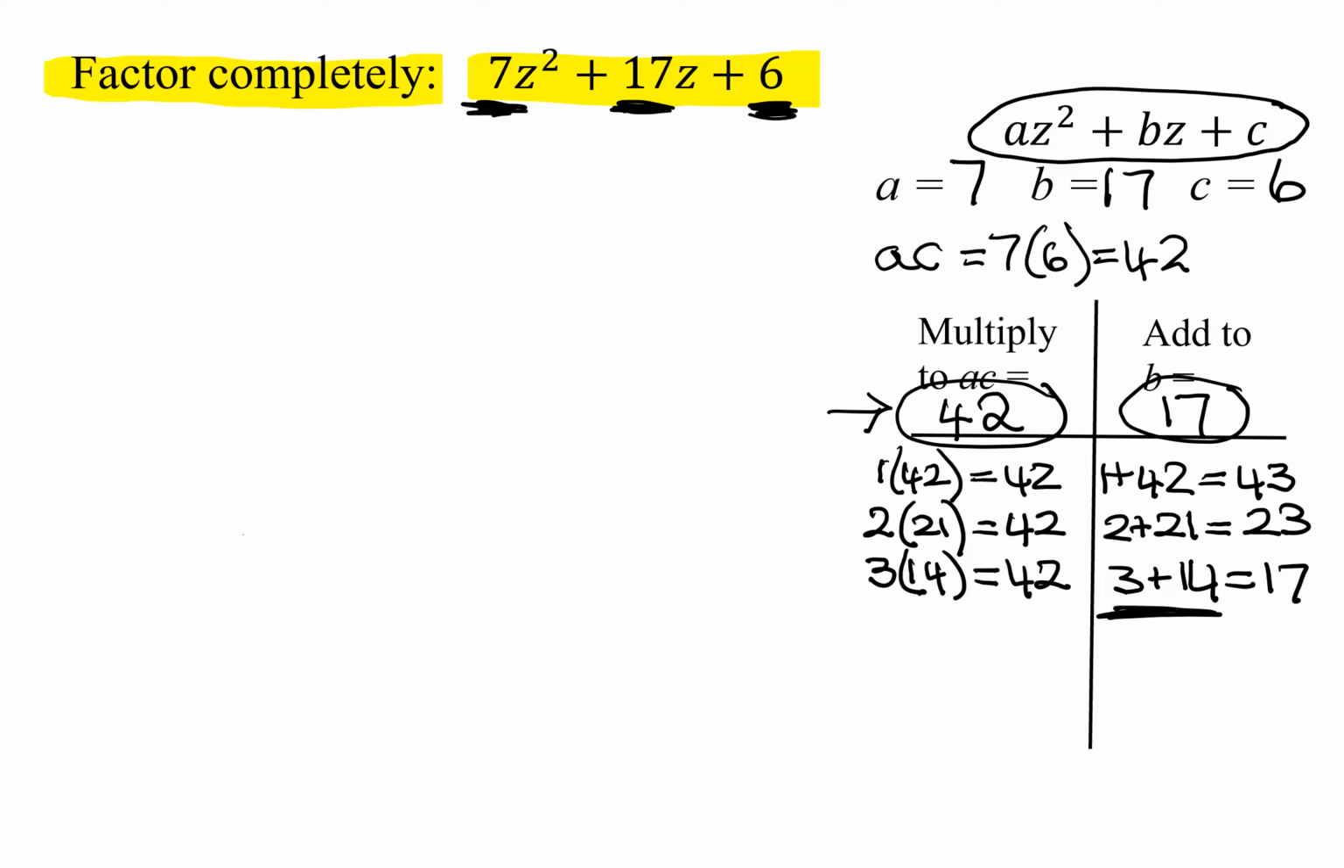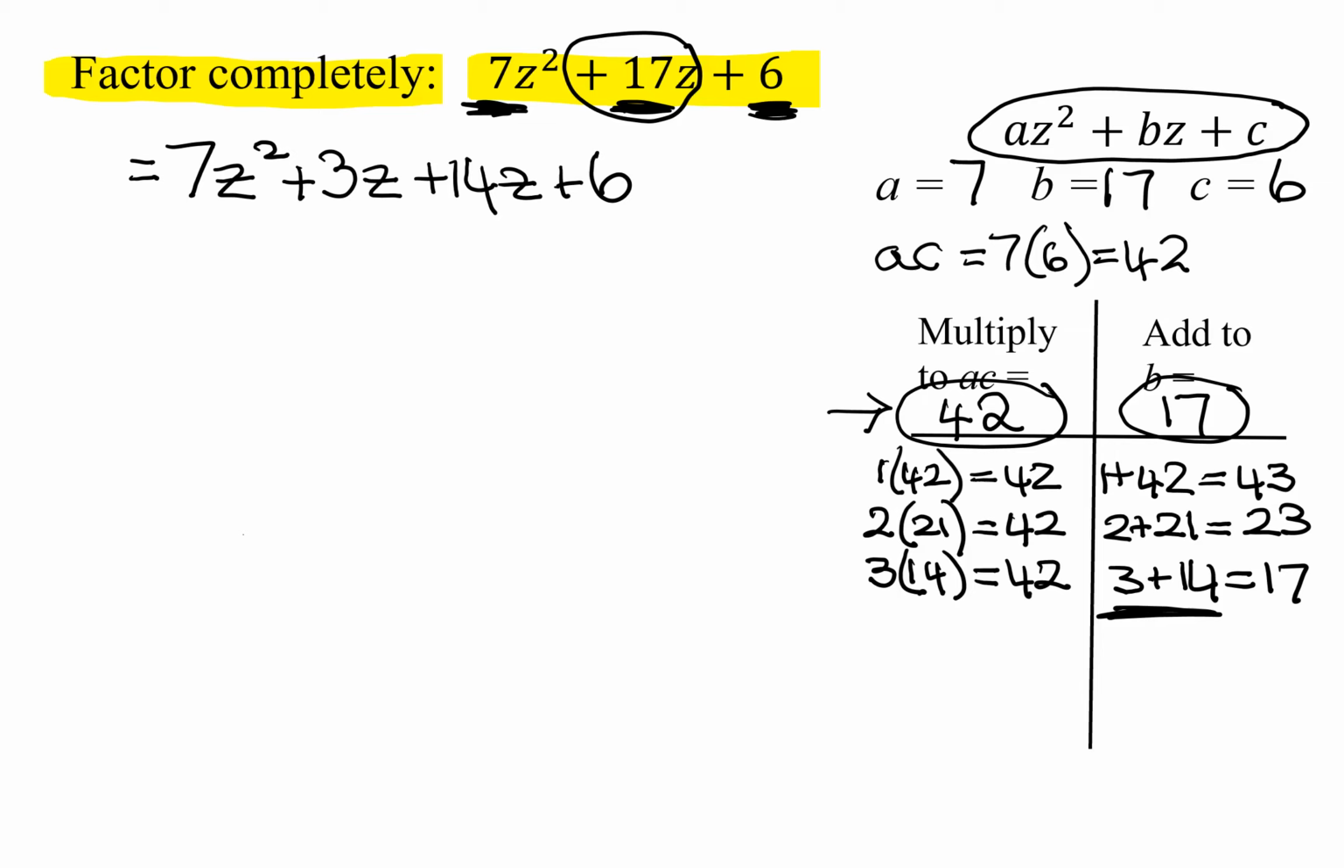So here are my two numbers. They're not my factors. They're the numbers I'm going to break this middle term down into. So I'm going to have 7z squared, and instead of 17z, I'm going to write plus 3z plus 14z plus 6. And now the reason we've done that is I now have 4 terms. How do you factor 4 terms? You do it by grouping.